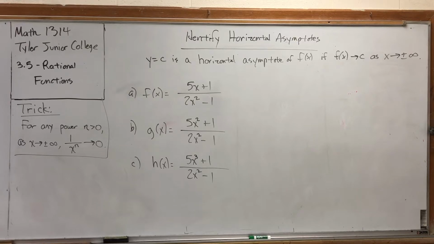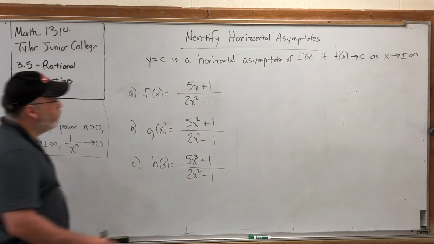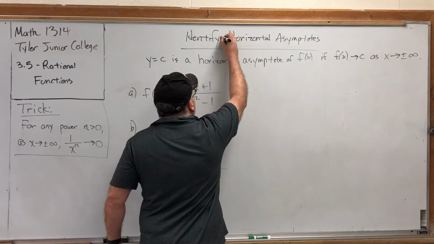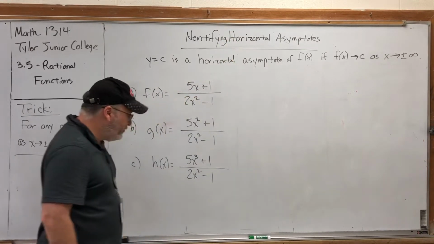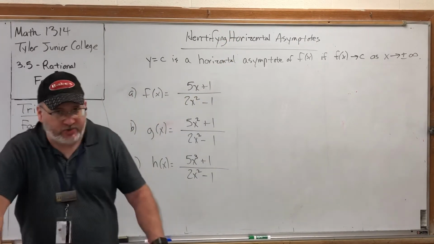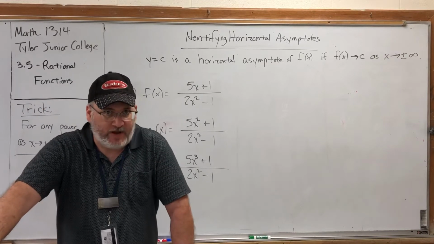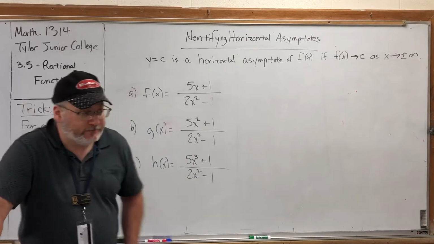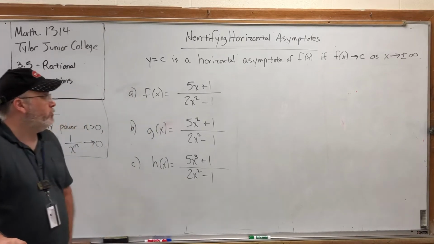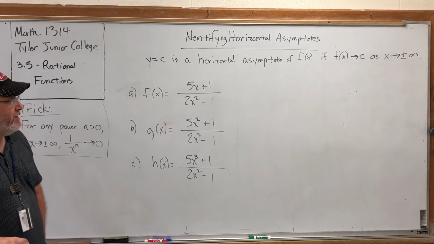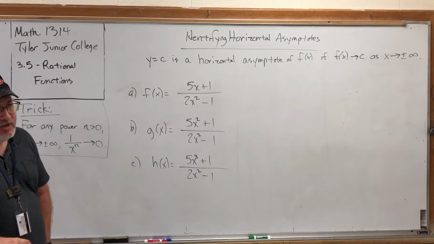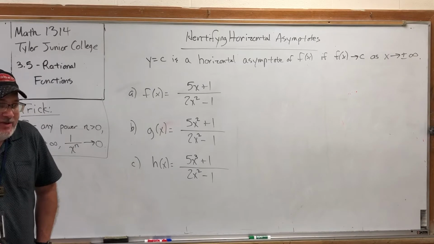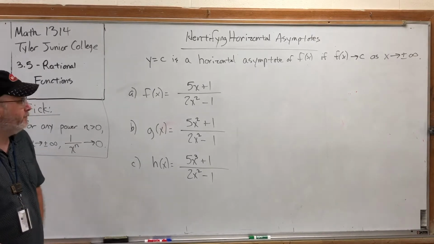Math 1314, Tyler Junior College, Section 3.5, Rational Functions, identifying horizontal asymptotes. In the previous two videos, we discovered what causes vertical asymptotes versus holes in graphs and developed a technique for locating both. In this video, we're going to discover a technique for identifying horizontal asymptotes and then try to refine it so that we can get the answer with as little work as possible.